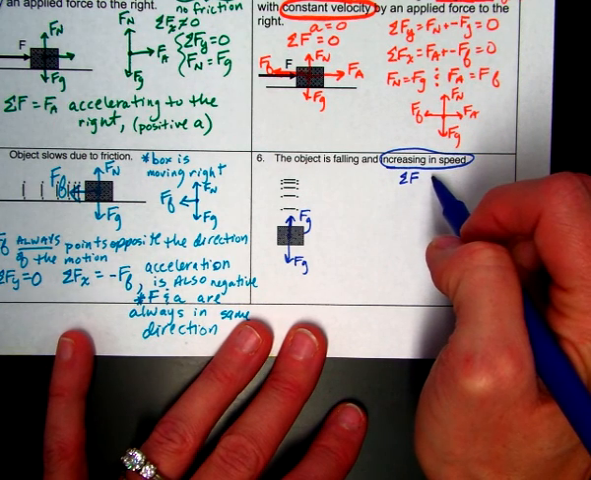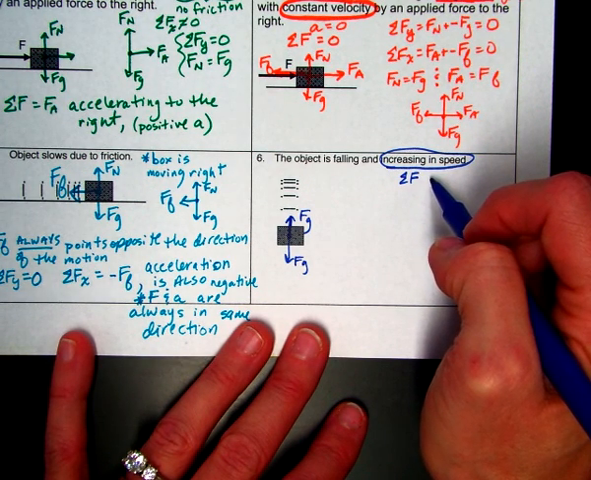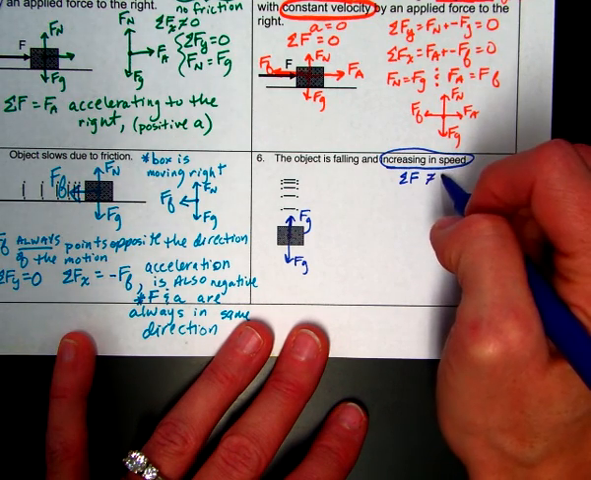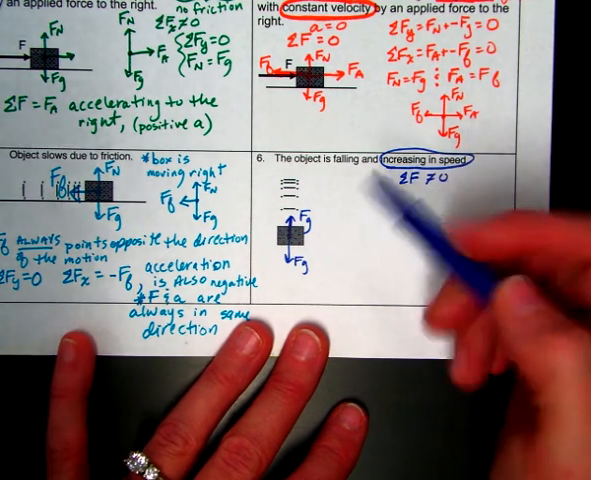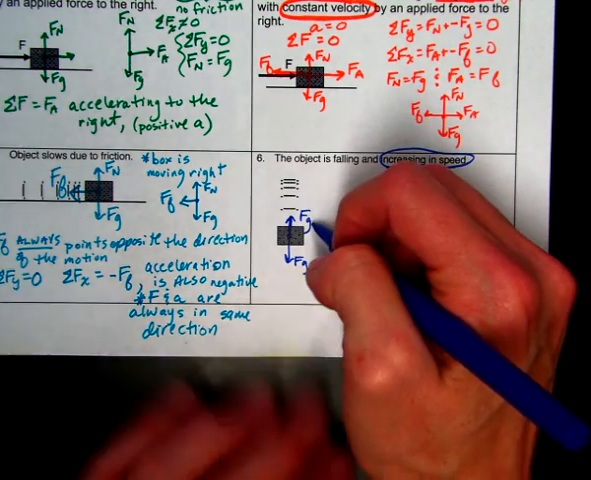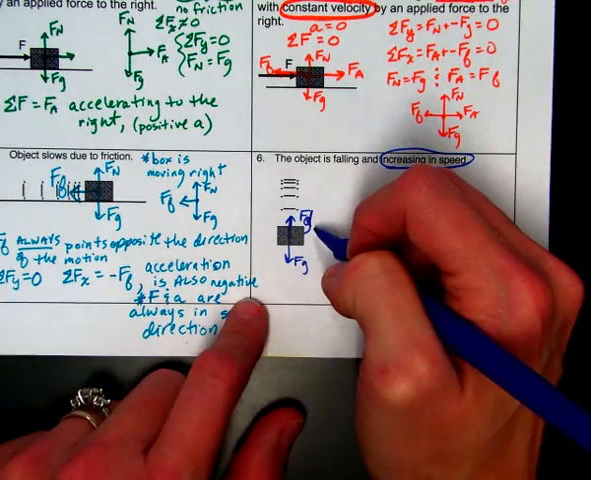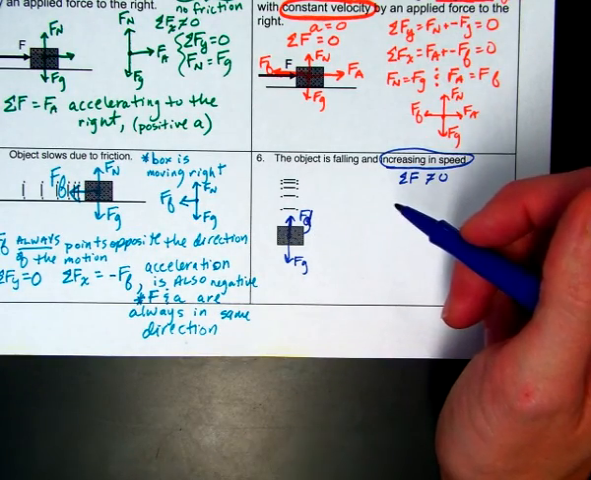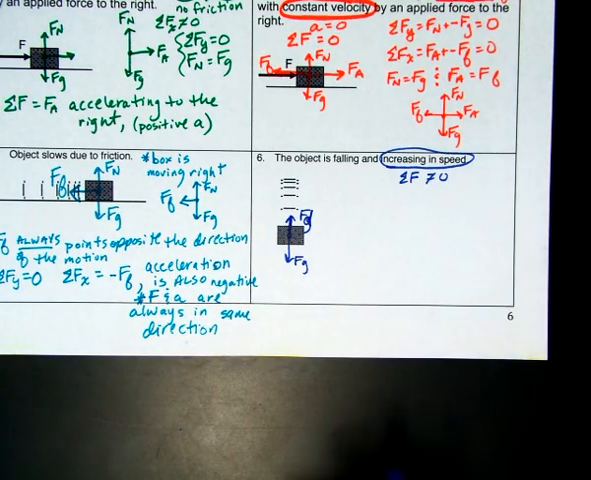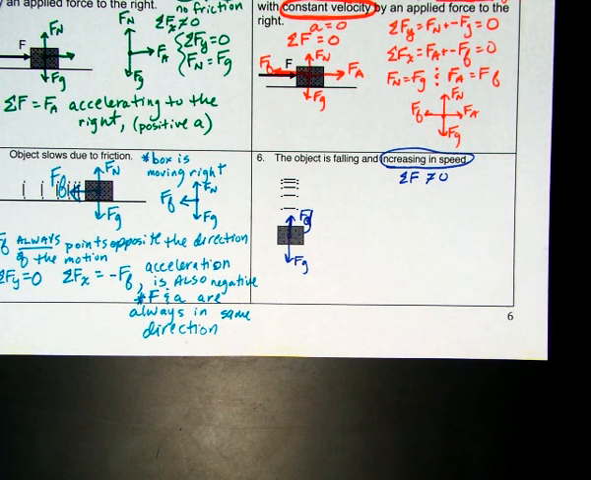Now if we are increasing in speed, what does that tell you about your net force? If you're getting faster, are you changing your motion or is it constant? We're changing it. So my net force is not equal to 0. What does that tell you about the size of these vectors? This should be D for drag force. Can they be the same size? No. So we have different size vectors.